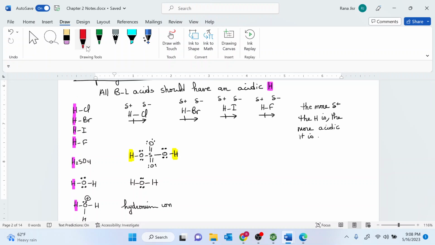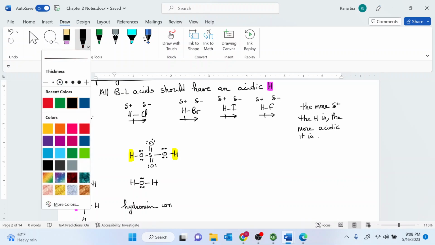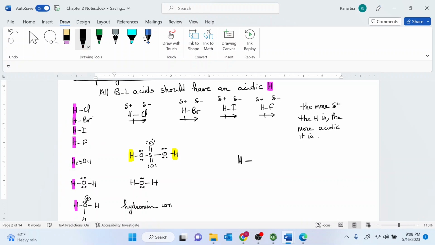An acidic hydrogen normally is a hydrogen that is connected to an electronegative element. Whether this electronegative element is a halogen, which we represent by X (fluorine, chlorine, bromine, or iodine), whether it is an oxygen, or whether it is a nitrogen, all of those are considered to be electronegative elements. But the idea is that the more electronegative the element is, the more acidic the hydrogen is.